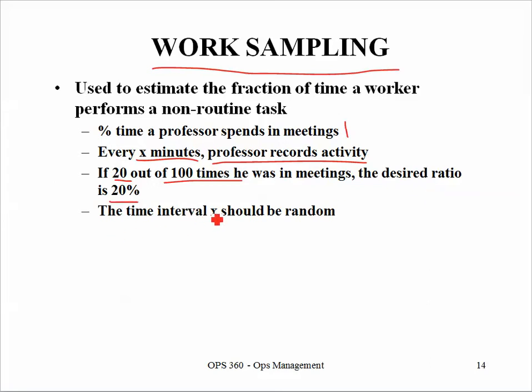Now, it's probably not really 20%, though sometimes it seems like that to me. But the important thing here is understanding the illustration of how you do work sampling. It's for non-routine work, and you just try to get a handle on what fraction of the time a person is doing a certain type of task. And again, that time interval needs to be random.